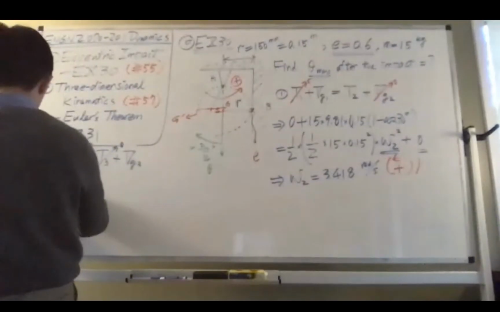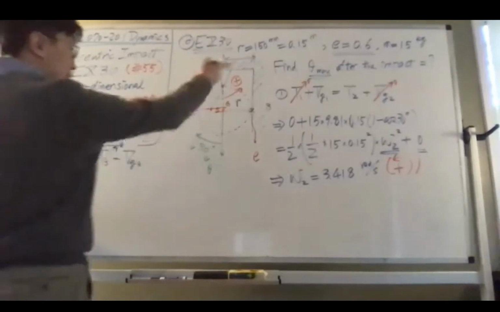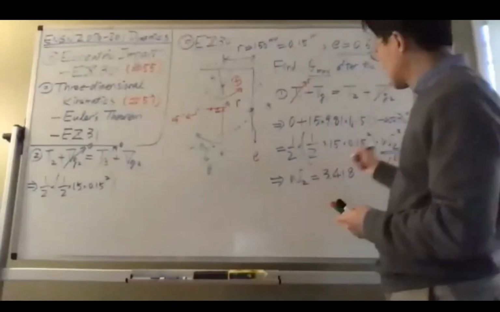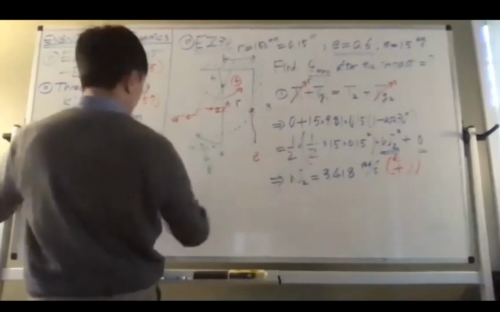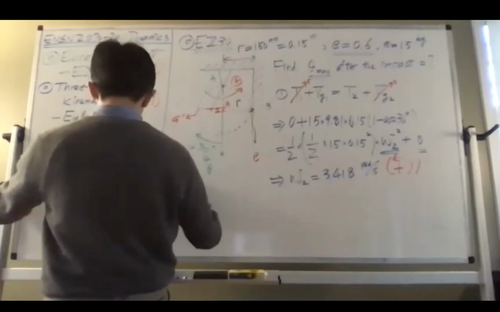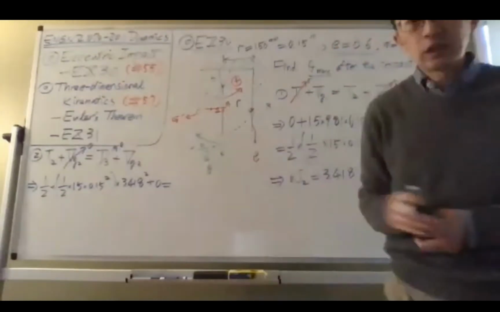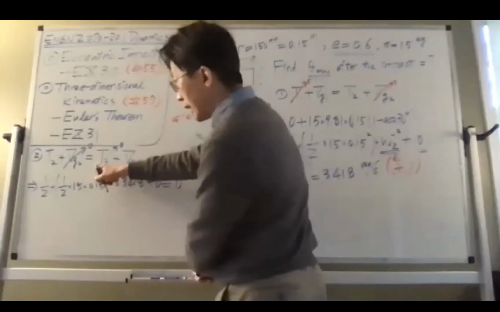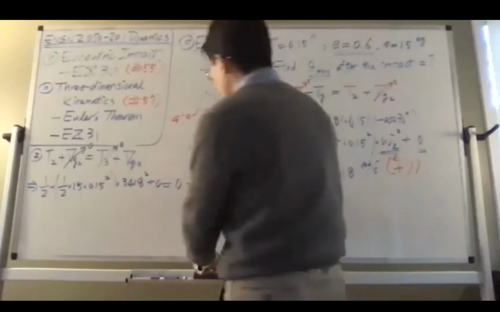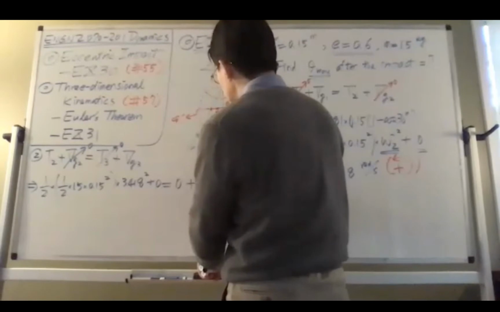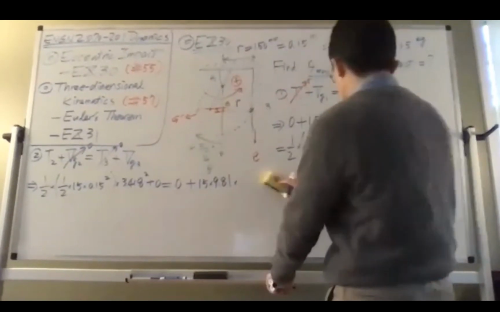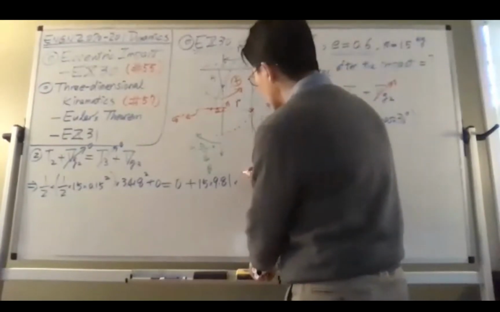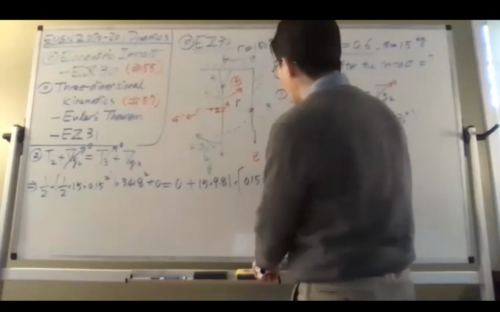And T2 is 1/2 times I. I is IA. IA is 1/2 times 15 times 0.15. Of course, you can just use a numerical value, but I think we can just copy it this way. Times omega 2, that's 3.418 squared plus 0 equals the potential energy. Remember, it's above the datum line, so it's going to be positive. So this is going to be 0 for the kinetic energy at T3 plus, because it's positive, M, 15, G, 9.81 times the height, right? And we already know that this equals 0.15 times 1 minus cosine.